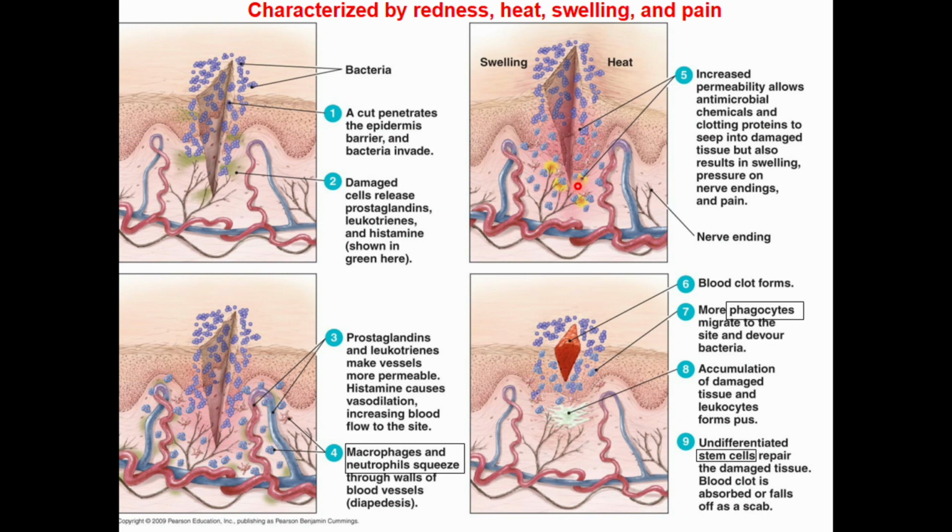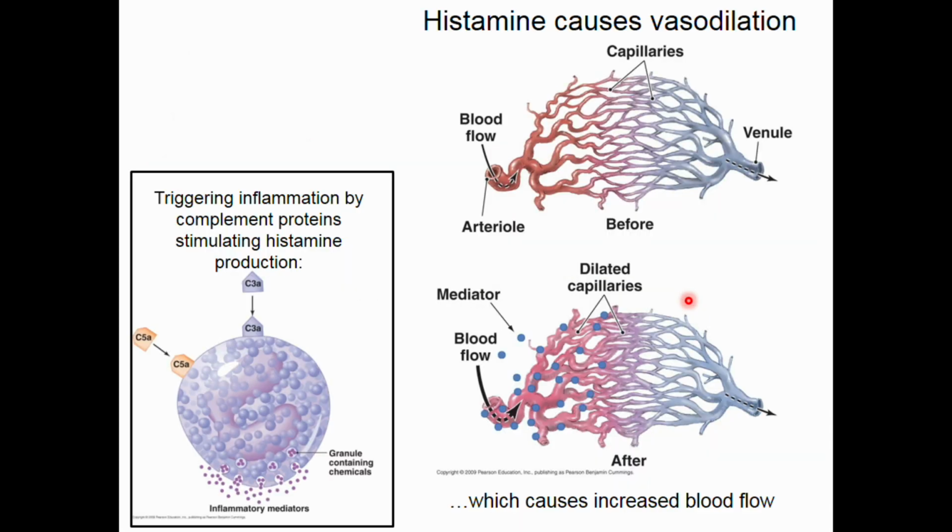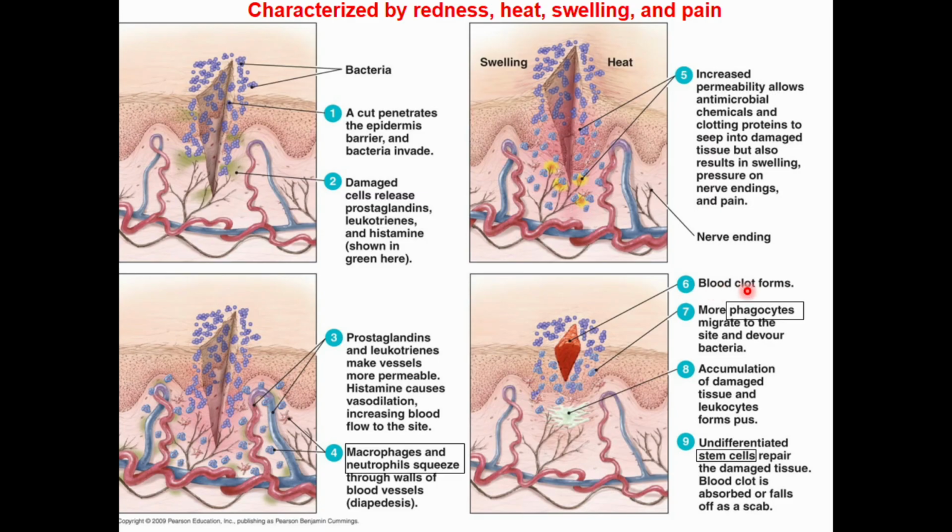But what also happens is the swelling occurs due to the chemicals that are produced, and this swelling physically puts pressure on the nerve endings, and that's why you've got pain from even a small cut. That's pretty cool, right? Then a blood clot forms. The bacteria are still being cleared out as much as possible. We have dying cells, your own cells, and that's what forms pus, because your cells can only do so much and then they die. Then stem cells will repair any damaged tissue.